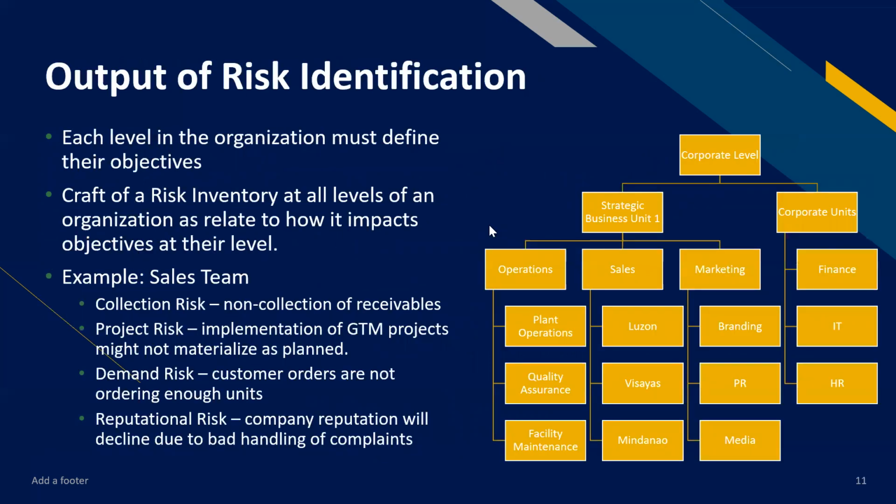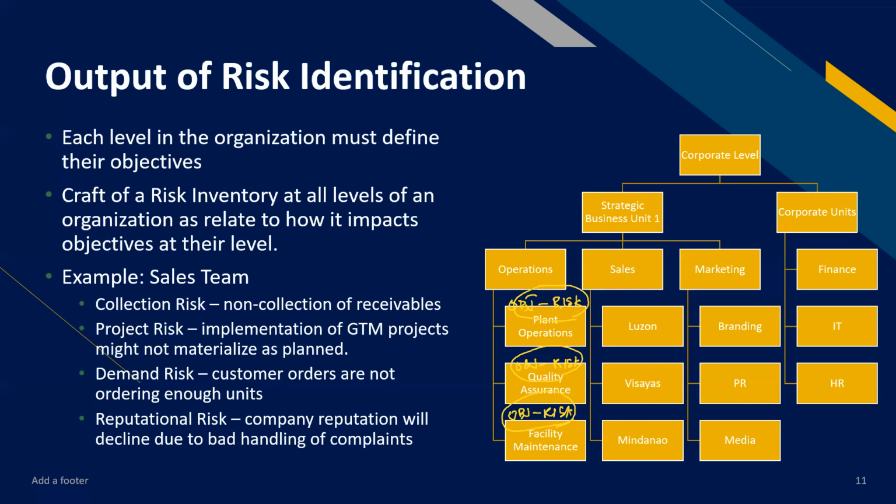Now, what's the output of risk identification? Okay? Each level of the organization must define their objectives, and that's part of the strategic business setting. Once they have defined their objectives, they are now in the position to identify the risks. No? There is no risk if there is no objective. Right? Kasi ang tinatry nating i-catch is what are the items that will not allow you to attain your objectives.